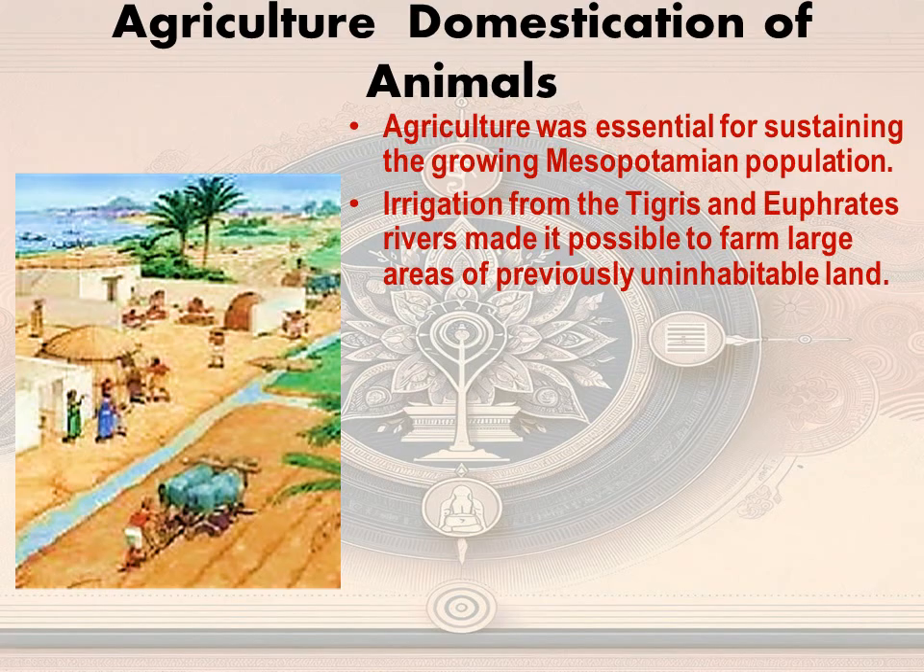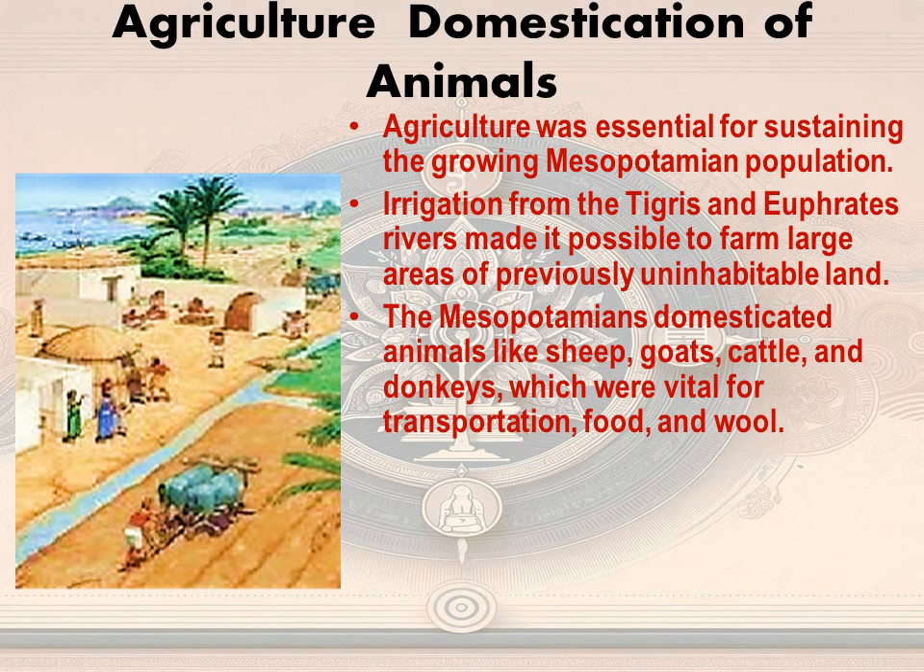Irrigation from the Tigris and Euphrates rivers made it possible to farm large areas of previously uninhabitable land. So, there were a lot of areas where the water didn't reach, and without water, plants cannot grow, right? So, irrigation was done from the Tigris and Euphrates rivers. Irrigation means channels used to be dug from the main river so that water could reach the agricultural fields. This process is called irrigation. So, because of irrigation, lands where water never used to reach now had ample water, and because of that, agriculture was possible in land where previously water was not there.